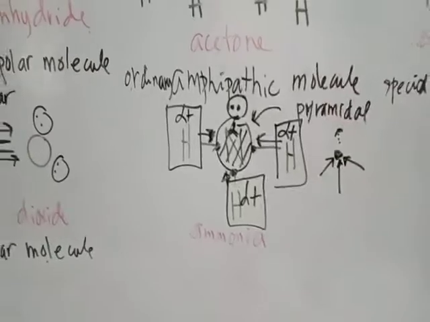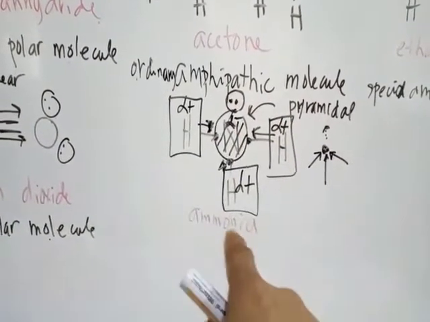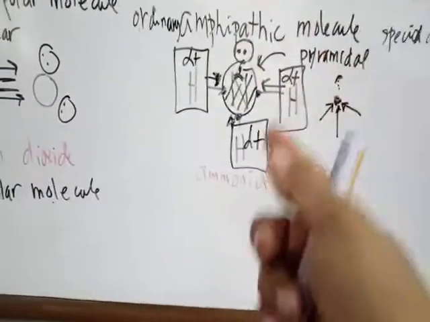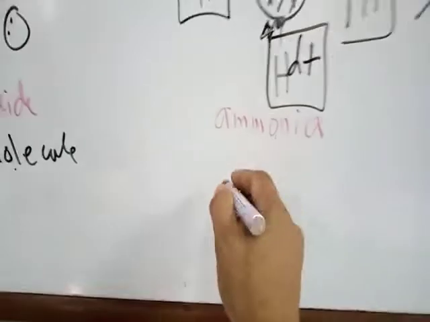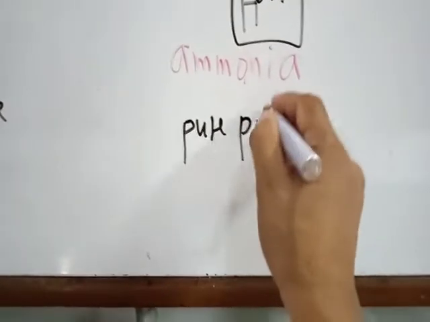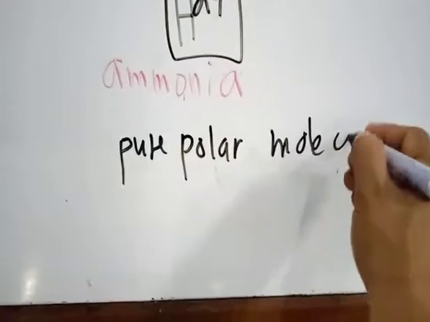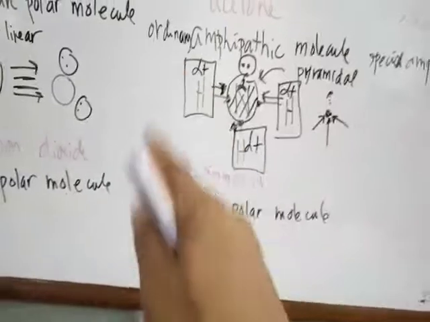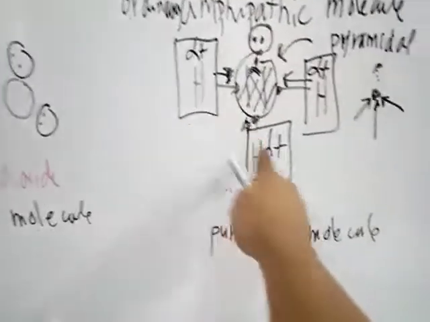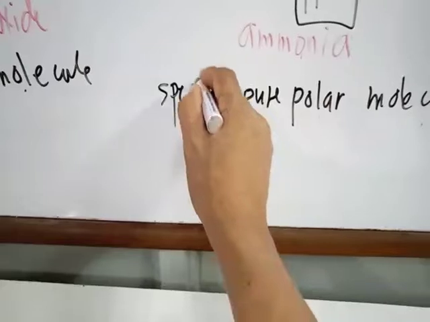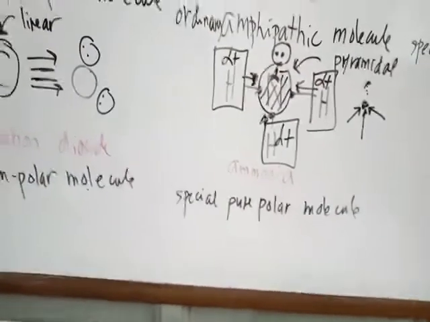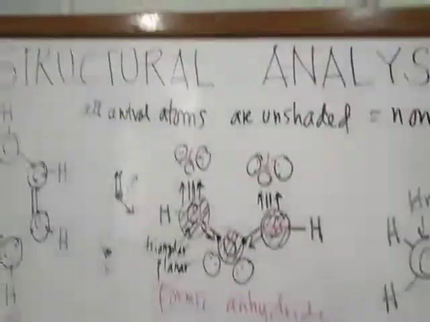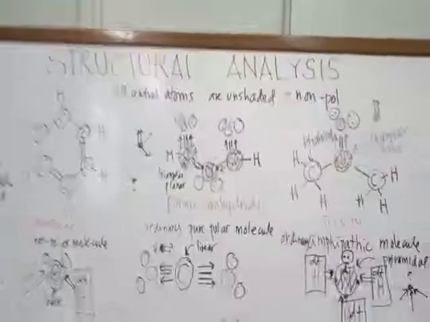Are all central atoms shaded? There is no central atom that is not shaded. So the answer is yes, all central atoms are shaded. So this is a pure polar molecule. What kind of pure polar? Is it ordinary or special? Because of the presence of partial hydrogen, this is a special pure polar molecule. Okay, class, that's how to do structural analysis.